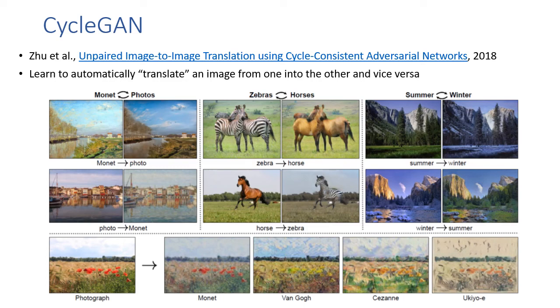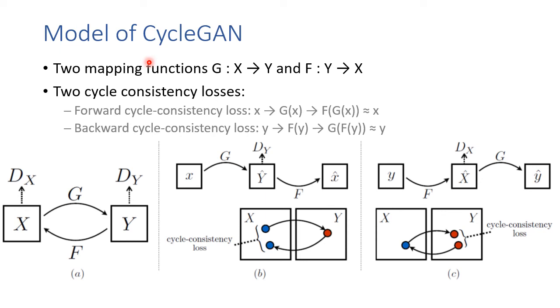To translate between two domains, we need to learn two mapping functions. G, which translates an image from X to Y domain, and F, which translates an image in Y domain back to X domain. And we will have two cycle consistency losses. The first is called forward cycle consistency. We translate x into y, so we call G of x to translate x into y. Then we call F of G of x to translate it back, and it should be equal to x.